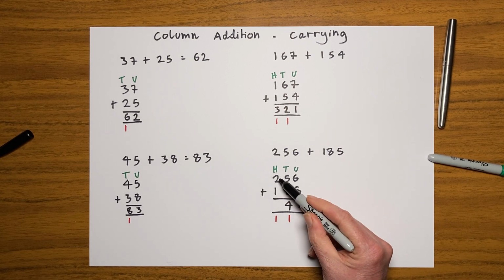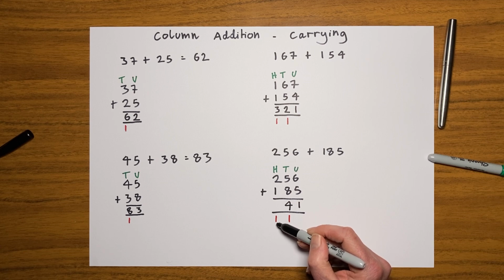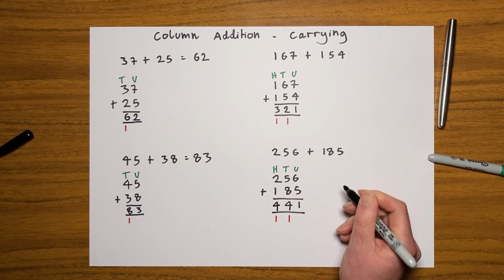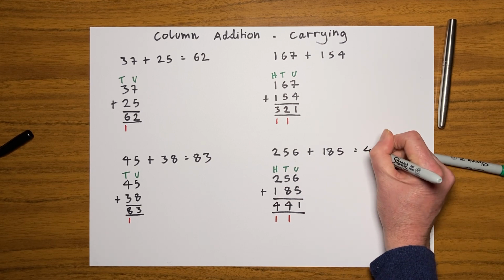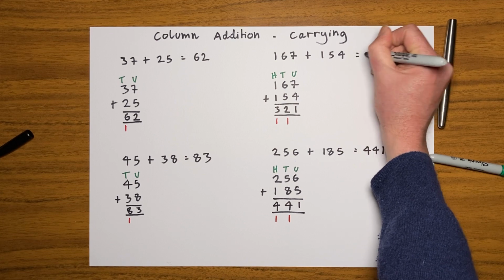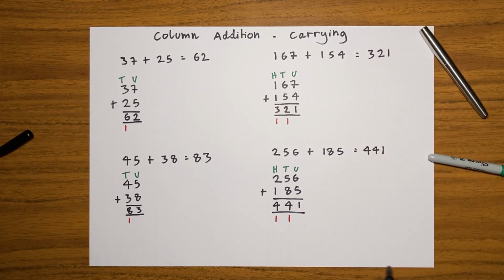Now I'm ready to add the hundreds column. So I've got 200 add 100 is 300. Add that 100 there gives me 400. Gives me an answer of 441. And this I never wrote up here, 321. So there you go.